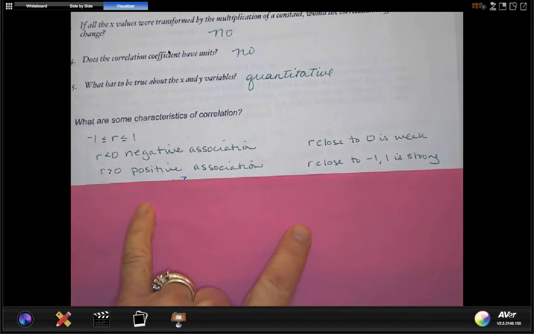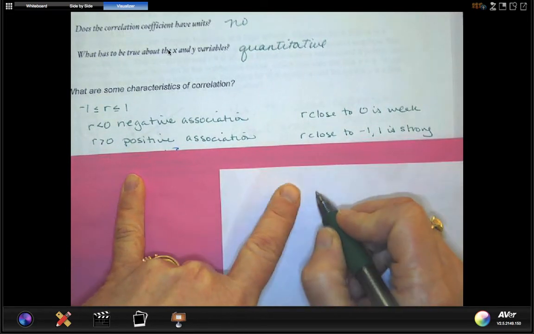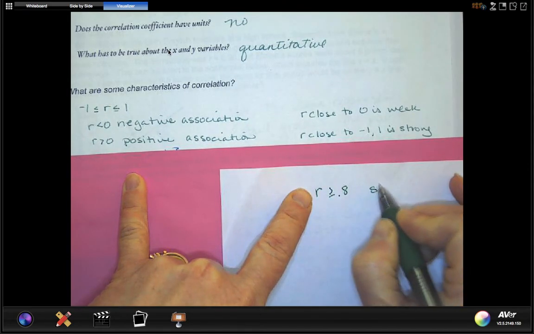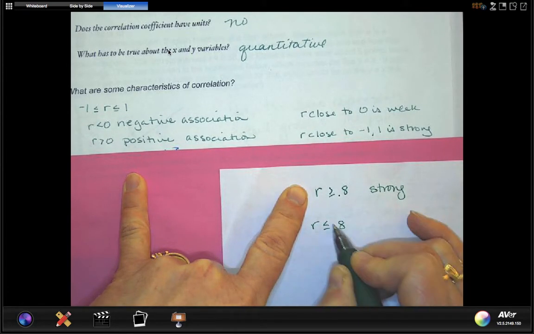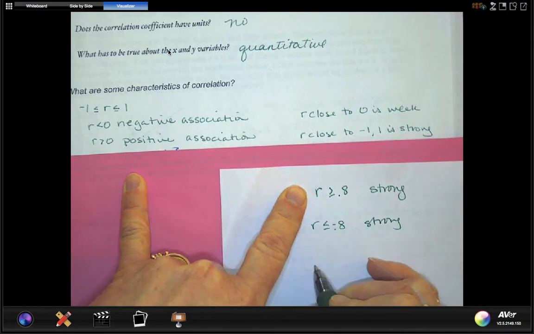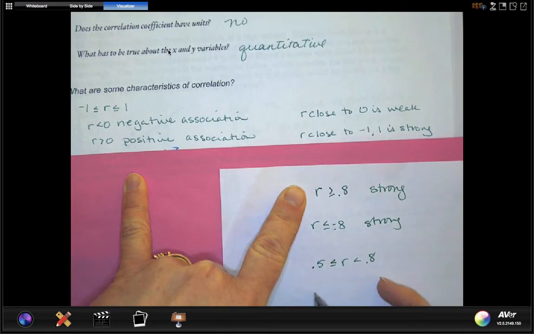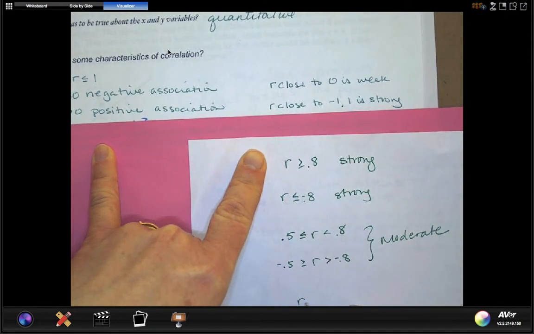Again, some kids always want me to give them a rule. So if you want to say, if r is greater than or equal to 0.8, you can say it's strong. If r is less than or equal to negative 0.8, you can say it's strong. Maybe if it's between those ones, you want to classify that as moderate.